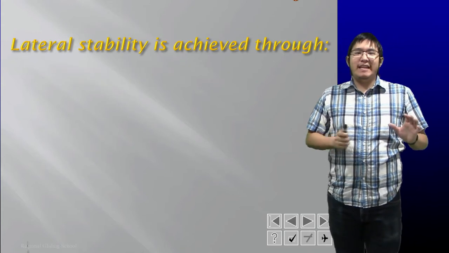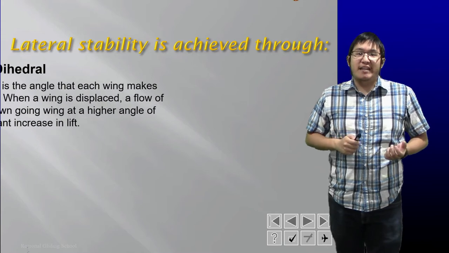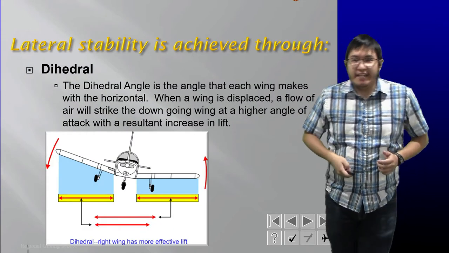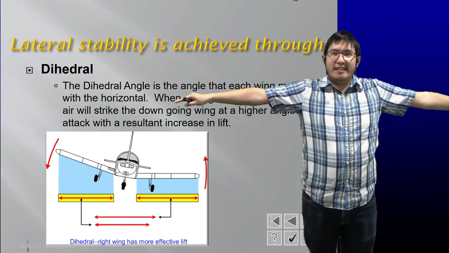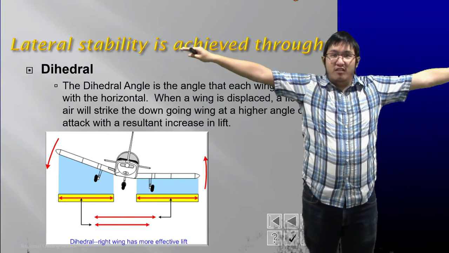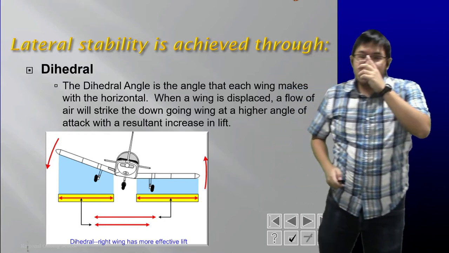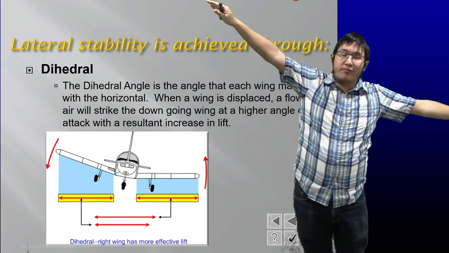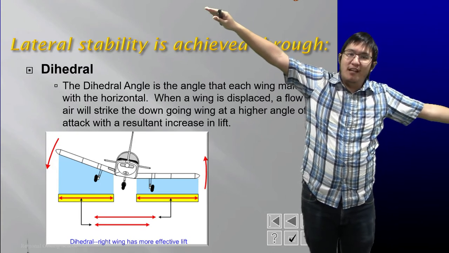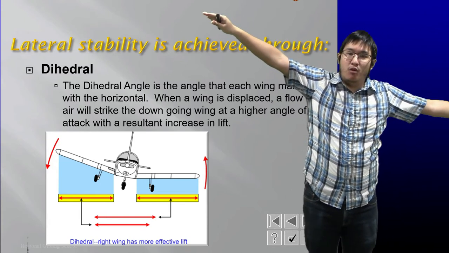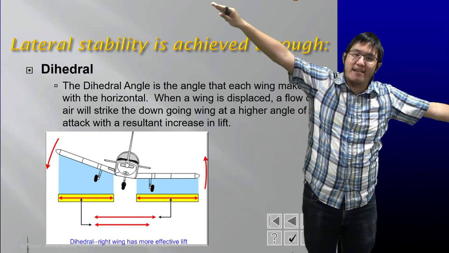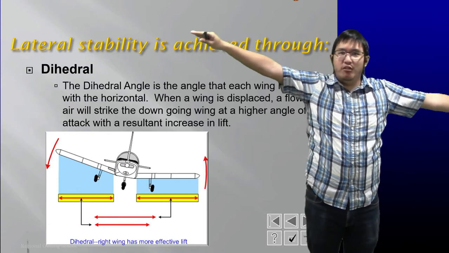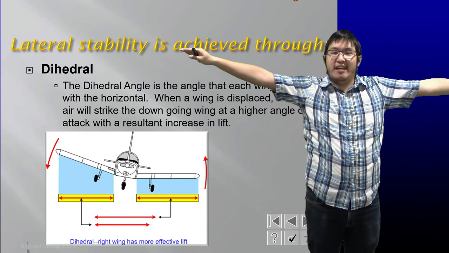Lateral stability can be achieved different ways. First off, we have what's known as dihedral. In a dihedral, the wings are angled a little bit upwards when looked at from the front. What this does is whenever a wing is displaced, so we start a roll, then the lower wing will start to create a little bit more lift, so we'll have a higher angle of attack. And that extra lift that the lower wing creates will be the restoring force that brings us back to straight and level.